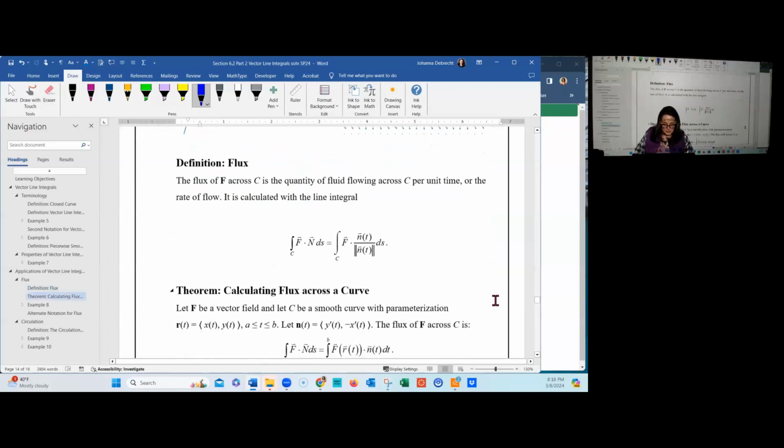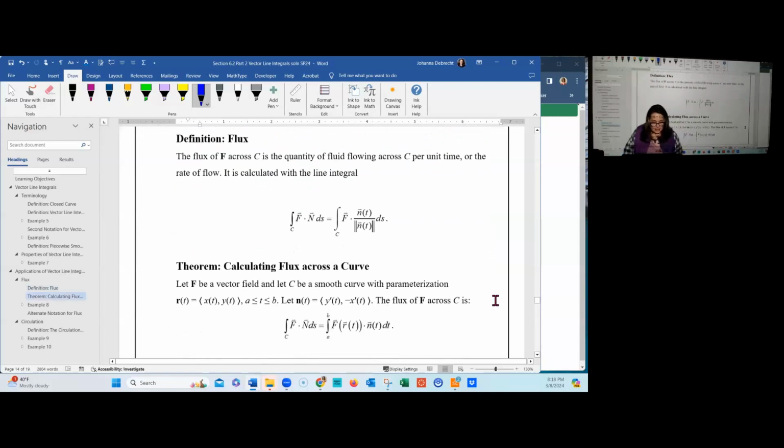The formal definition of flux, then, is the quantity of fluid flowing across the curve per unit time, or the rate of flow. It's calculated with a line integral of the vector field dotted with a unit normal vector with the arc length differential ds. To find a unit normal, we simply have to find any normal vector and divide by its magnitude to get a unit normal vector.